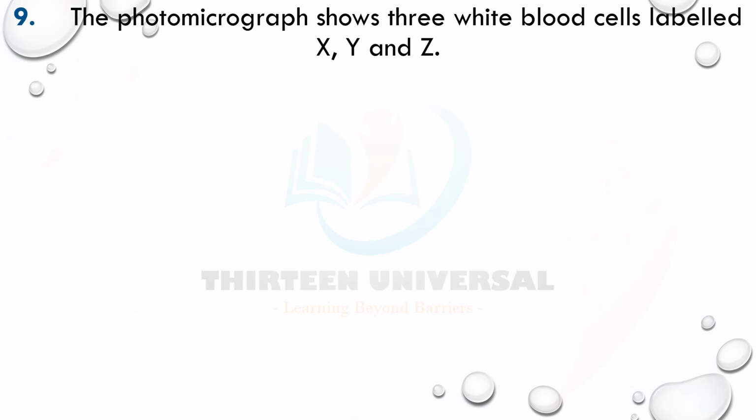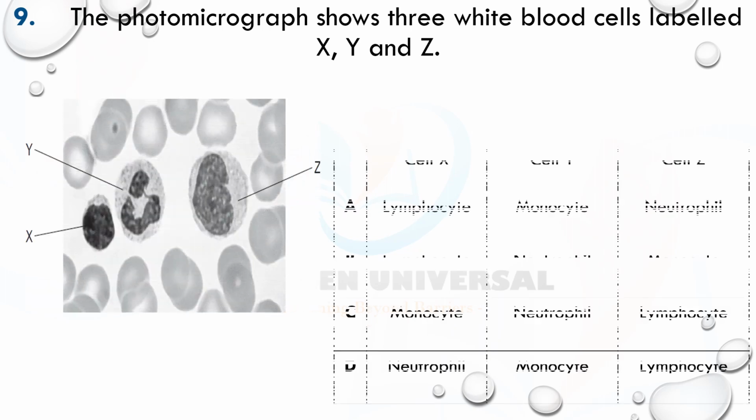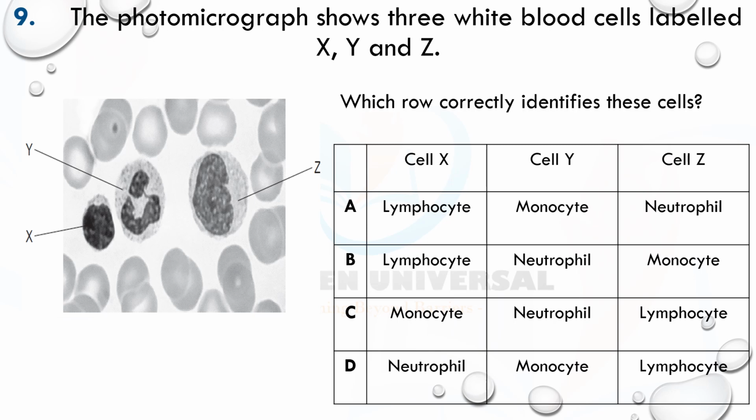That's A. All right. The photomicrograph shows 3 white blood cells labeled X, Y, Z. So what is the answer? Let's check what it's asking us. Which row correctly identifies these cells? Now see, anytime you see this, these dark parts are nucleus, okay? Because of chromatin inside of them, right? So the one that has a compact nucleus that covers more than 2/3 of the cytoplasm is always a lymphocyte. So X, where is lymphocyte? A and B. So eliminate C and D.